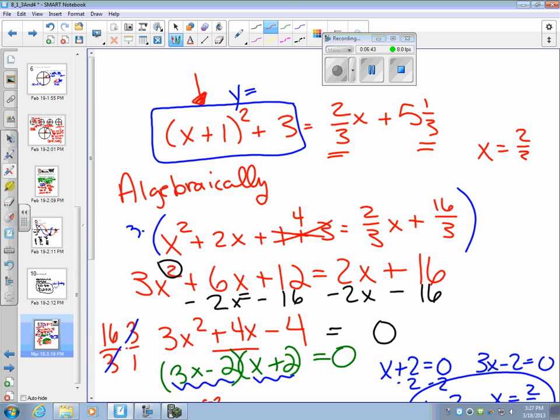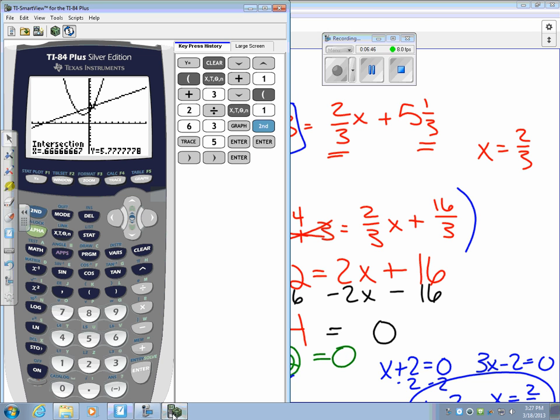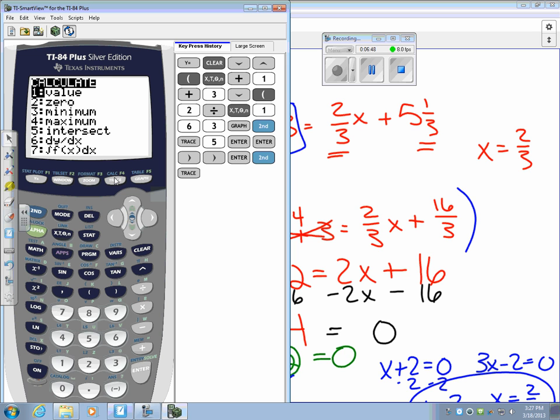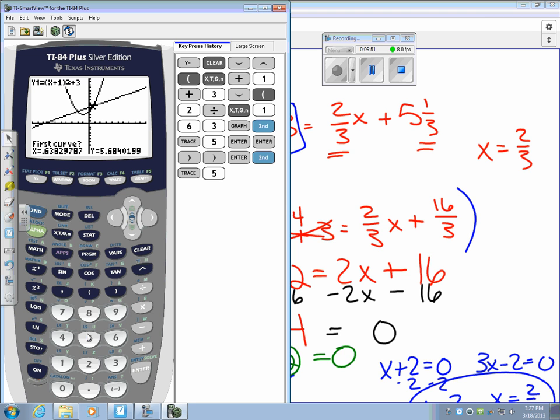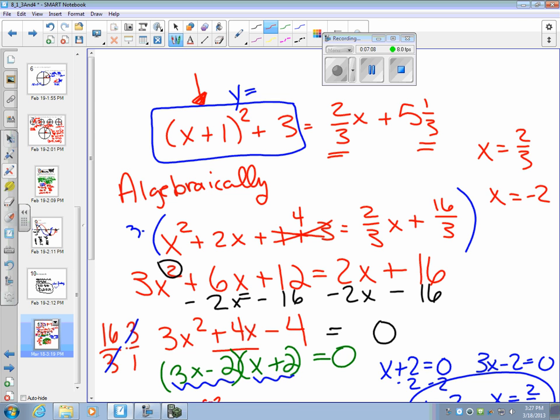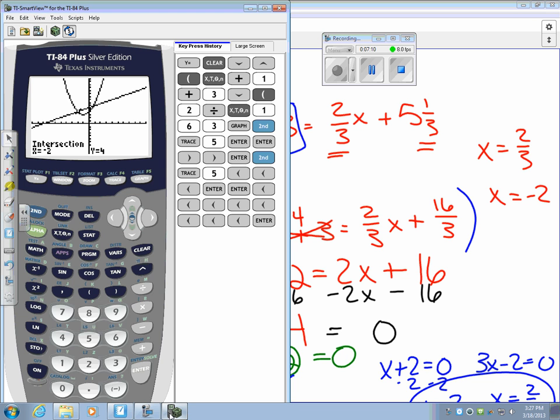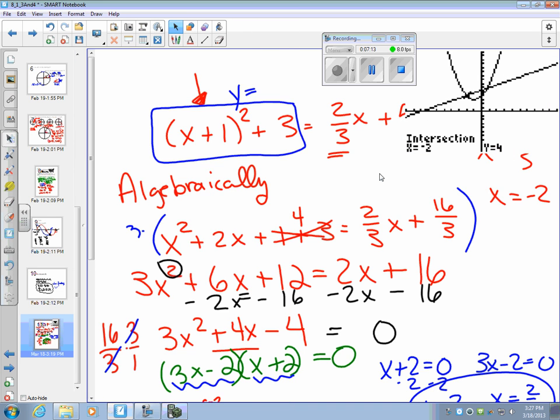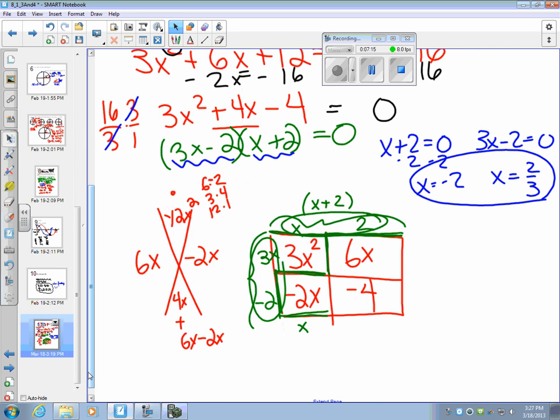And then for the other one, I'm going to go through that same process. I'll hit second calc, pick intersect, and arrow over. My first curve is the parabola. Second curve is the line. And now my guess is going to be on the other side. There. That one tells me negative 2. Using the graph, I could find those points of intersection by using that same idea. And notice how I got exactly the same answers. Two ways of doing it.